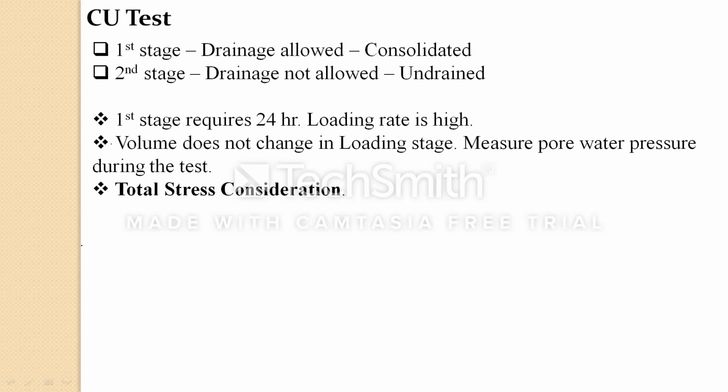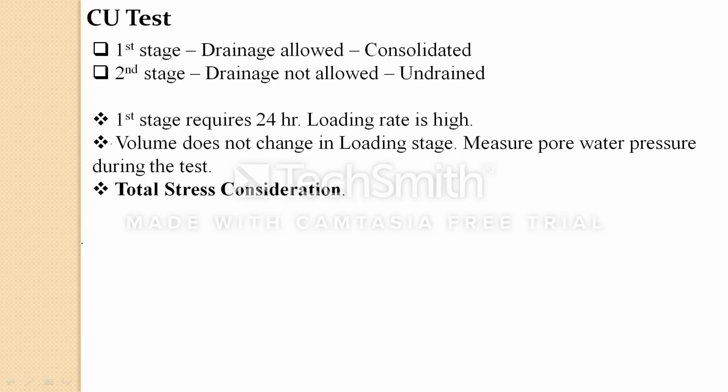For the second stage, the shearing stage, the loading rate is high. Why high? Because this is an undrained test. That means the water is not given permission to dissipate. That means the excess pore pressure will stay there as it is an undrained test. Now, the next feature, that is volume change. For the undrained test, the volume does not change in the loading stage. We have again told it in the first slide. So we have to measure the excess water pressure, because the excess water pressure is going to change from time to time in the second stage.